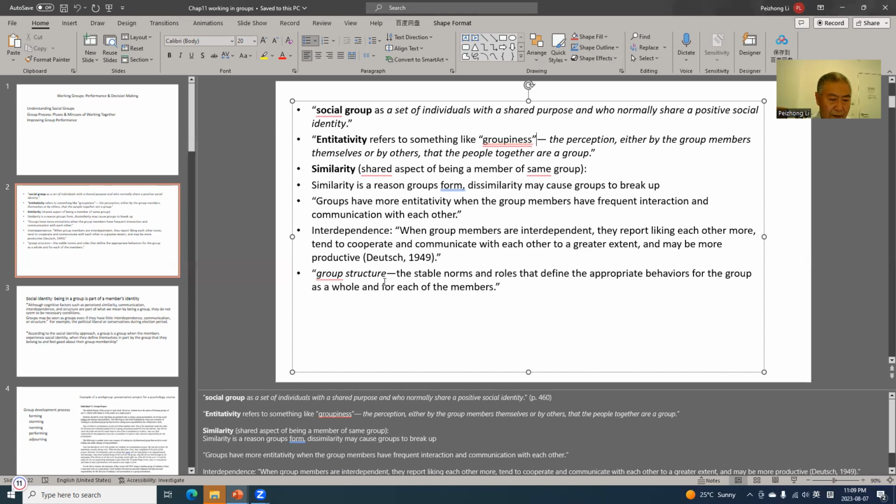And also, many groups have a particular structure. For example, the group members have different roles. There's usually a group leader, and different group members serve different functions. Even in a study group, for example, you're doing a group presentation for your psychology course, this kind of temporary group also has basic structures.